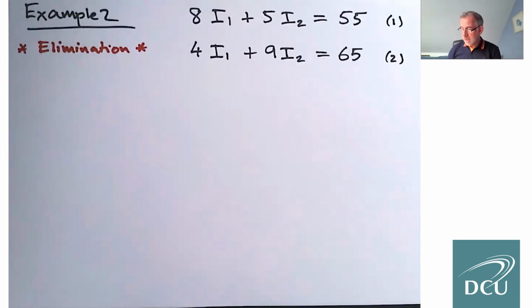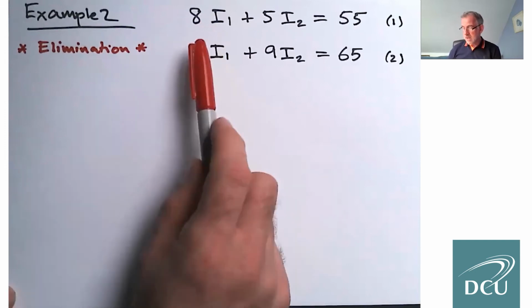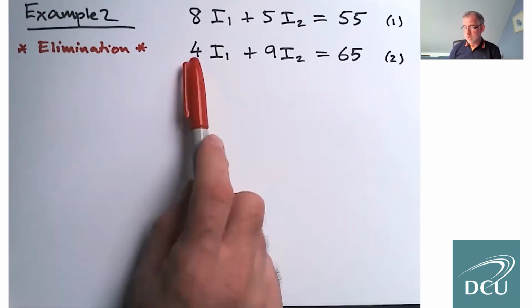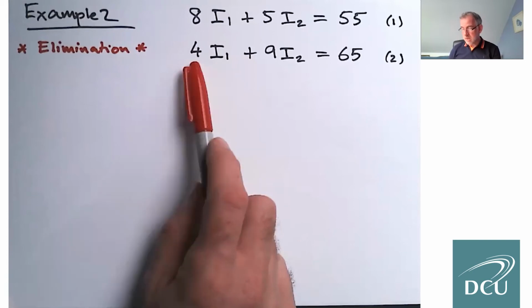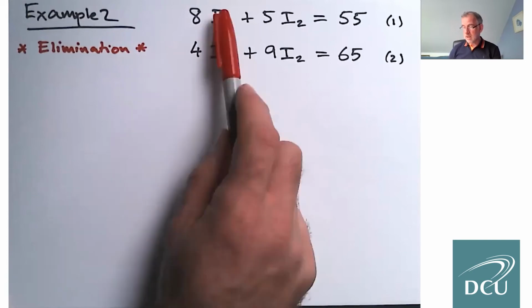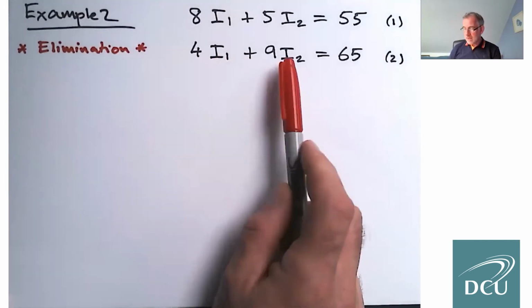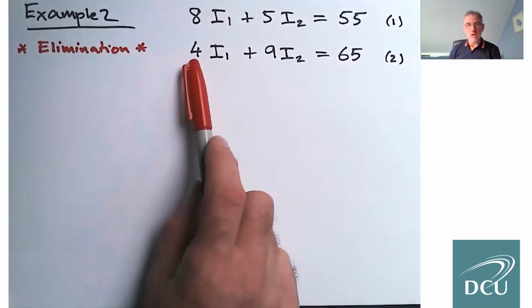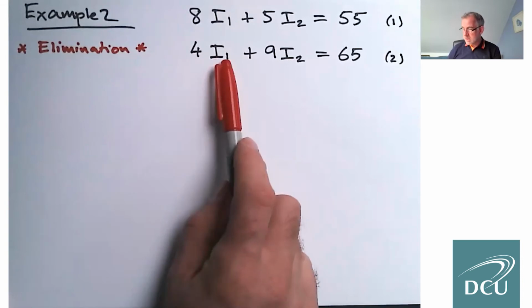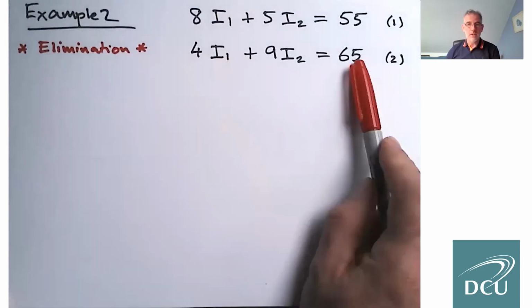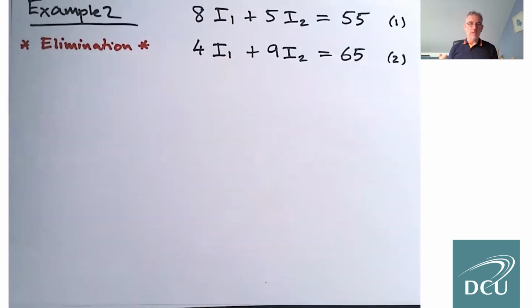Now, the 8 and the 4 here have a nice connection. 8 is just 2 times 4. So at the moment I have 4 times I1 here, and if I had 8 times I1, I'd be able to subtract there and get rid of the I1s and leave just I2s. Now I can't just willy-nilly change that to 8 times I1 because the I1 is sitting in this equation. But what I can do is multiply everything by 2. And that will still be the same equation because if this equals that, then 2 times this is equal to 2 times that.